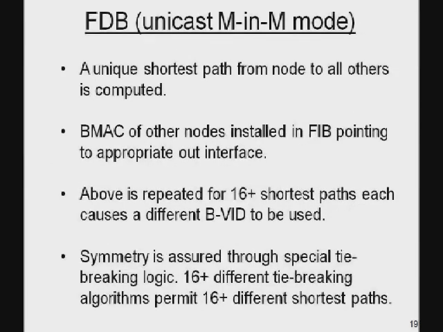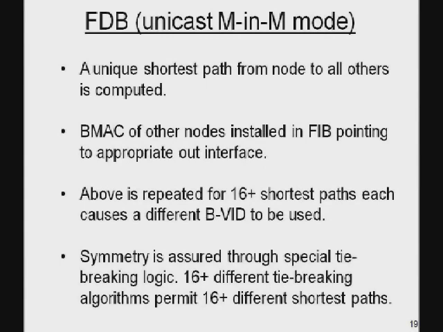The unicast transit state, or forwarding table, essentially consists of a unique shortest path from this node to all of the other nodes. So we compute those shortest paths similarly to what we would do with Dijkstra in OSPF or IP IS-IS and install those. The forwarding table, of course, contains a B-MAC for each of the other nodes, and it points to the appropriate outgoing interface to get to that along the shortest path that is being used here.